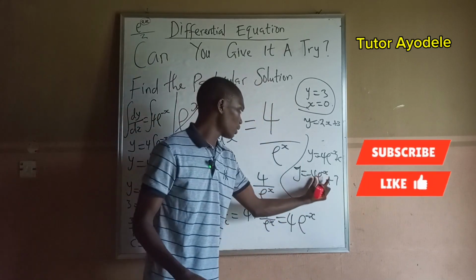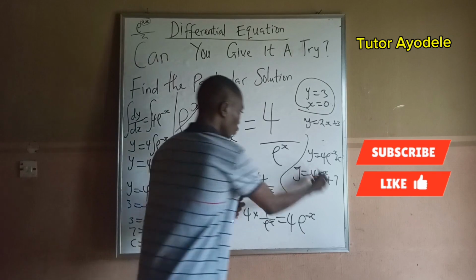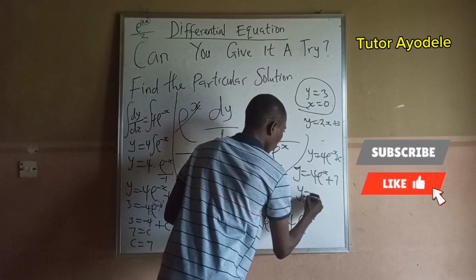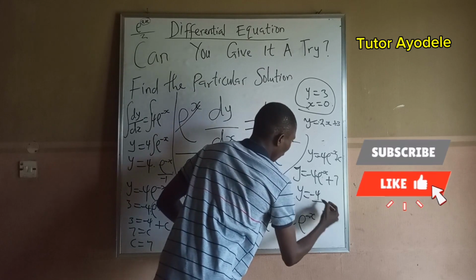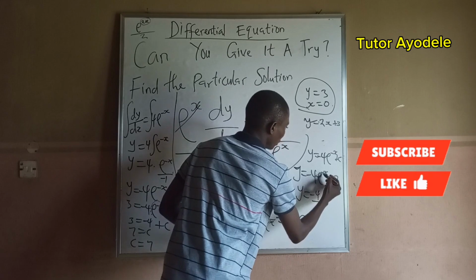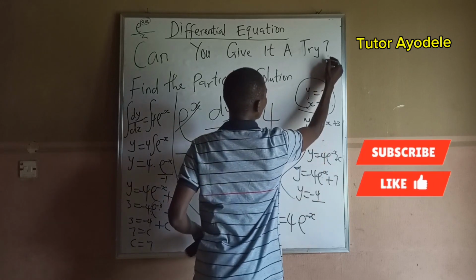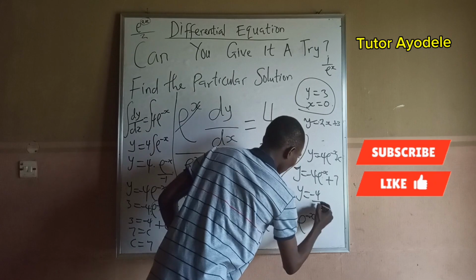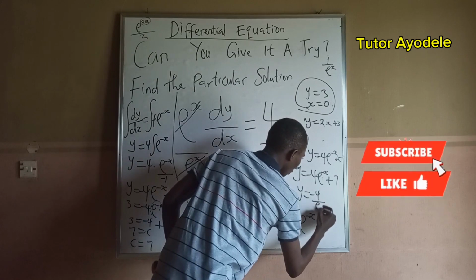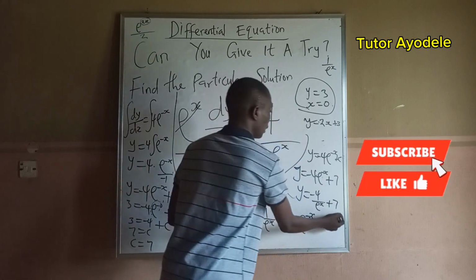Although you can decide to rearrange this, and you can decide to leave it like that. So if you want to rearrange it, you can say, okay, y equals to minus 4 over, you know, this exponential raised to power minus x is the same thing as 1 over exponential x. So you can have something like this, minus 4 over exponential x plus 7. So these are final answer.